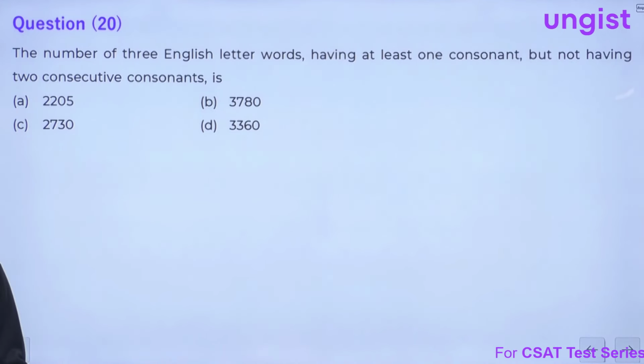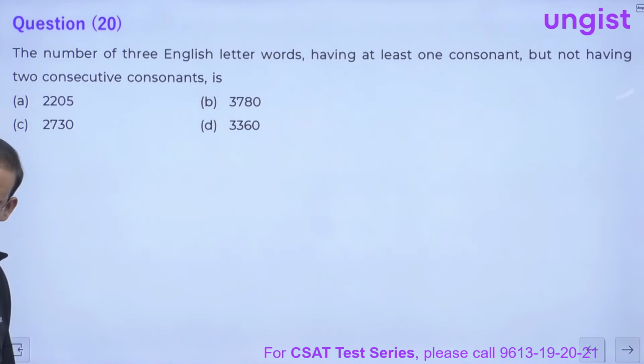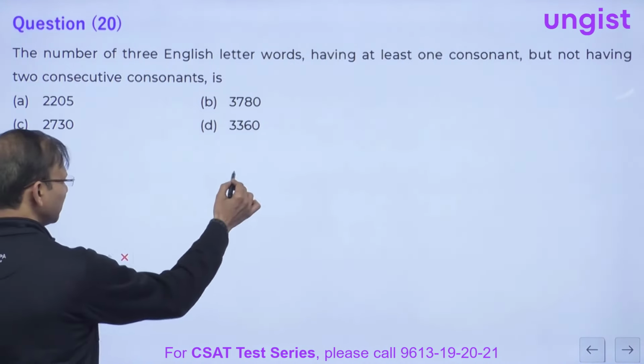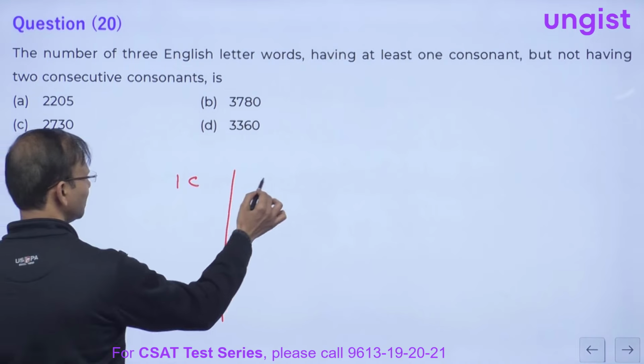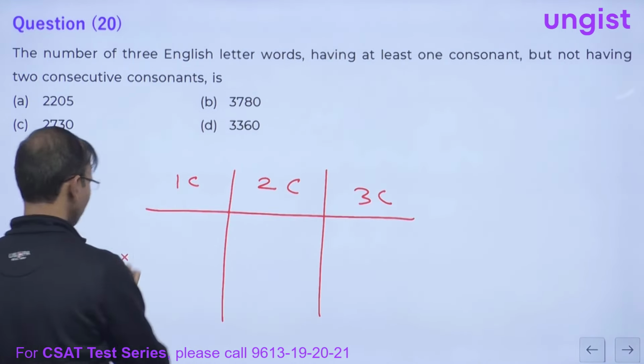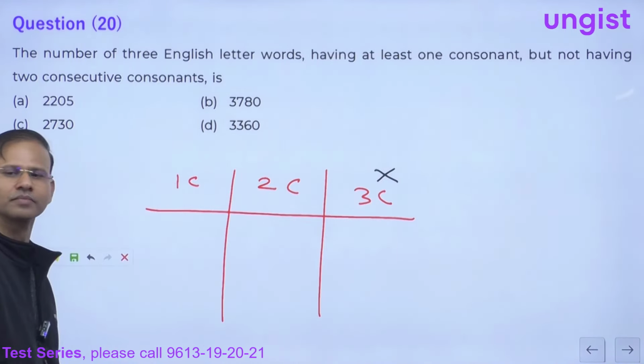Now guys, the next question. The number of 3 English letter words having at least one consonant but not having 2 consecutive consonants. Guys, at least one consonant means one consonant, two consonant, and 3 consonant, right? But the question is saying not having 2 consecutive consonants, so this case is gone. Right.